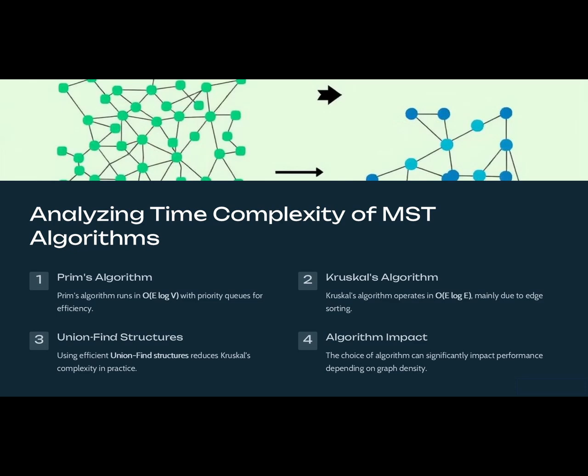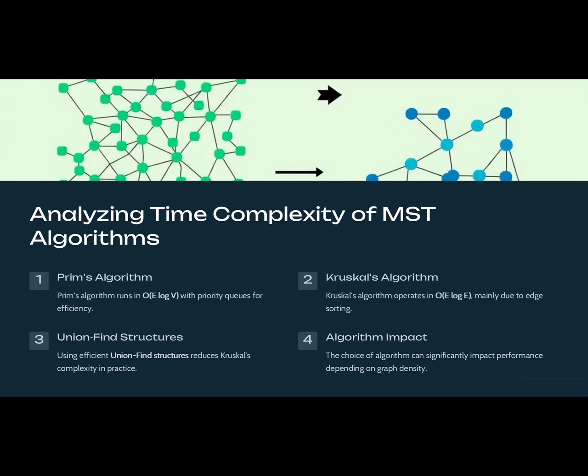When analyzing the time complexity of minimum spanning tree (MST) algorithms, we primarily look at two popular ones: Kruskal's algorithm and Prim's algorithm. Both use a greedy approach to minimize the total weight of edges in the tree. Here's the breakdown of each algorithm's time complexity.